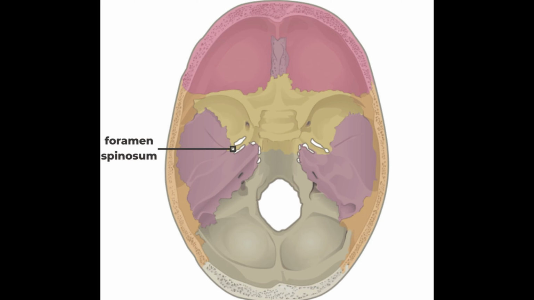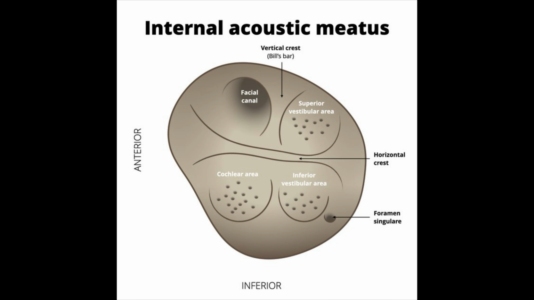Next up, we have foramen spinosum. Foramen spinosum allows the transmission of middle meningeal artery, middle meningeal vein, and the meningeal branch of the mandibular nerve. Next up, we have the facial nerve and the 8th cranial nerve, or the vestibulocochlear nerve, which enter the skull through the internal acoustic meatus, which also transmits labyrinthine artery and vestibular ganglion.